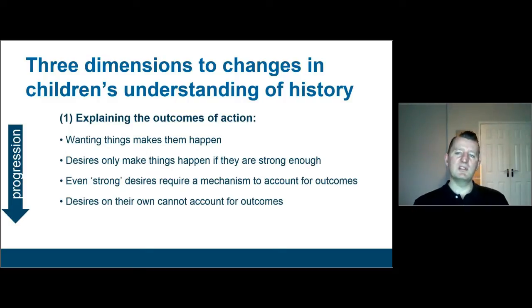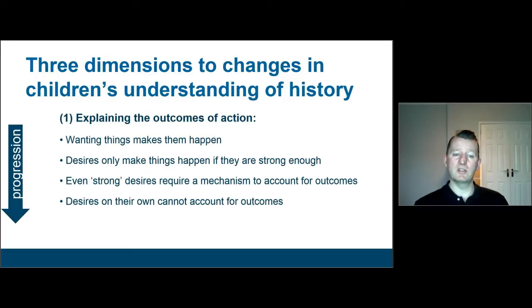So when they pull this together, they say there are 3 broad dimensions to changes in children's understanding of historical change and causation. So the first dimension is to explain the outcomes of action. And as we go down the list, the researchers are claiming that this describes causation. So we go down the list, but we're rising up in terms of cognitive demand.